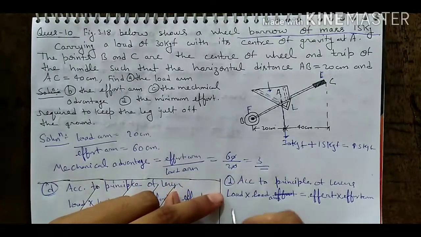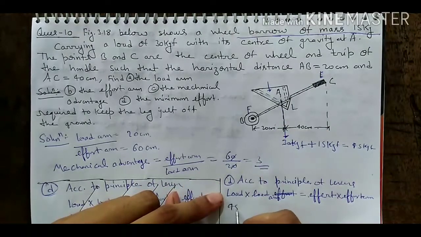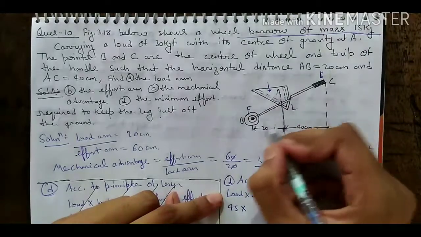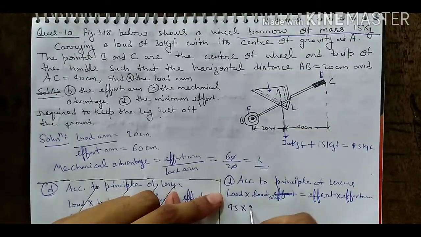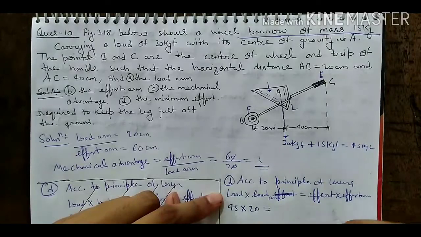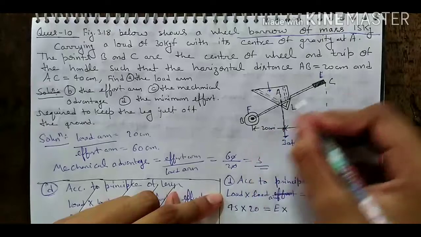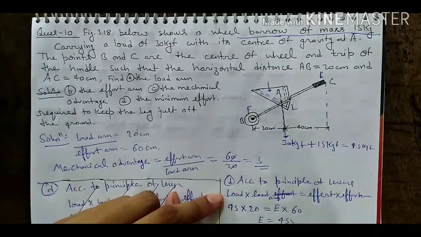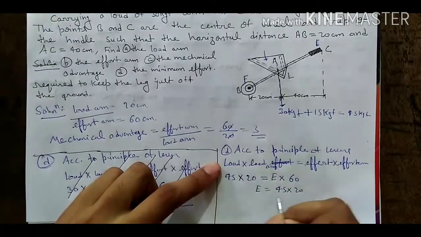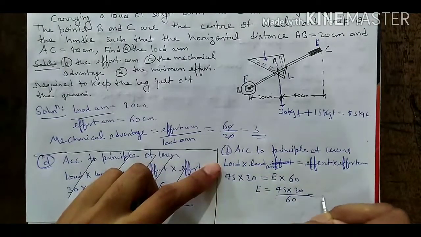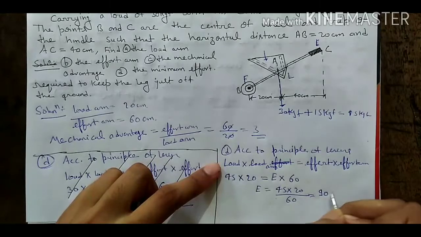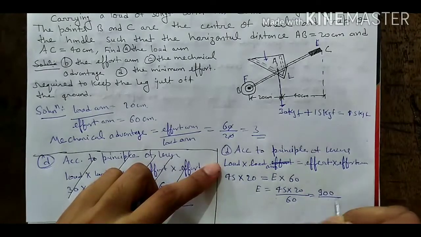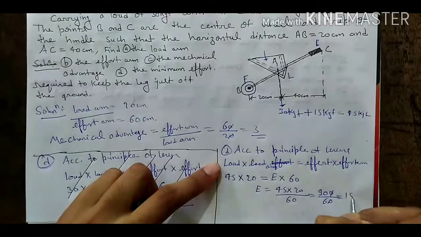It means equal to load is given 45 kgf and load arm, the distance from fulcrum to load, this is 20. And effort is asking, effort E is asking, and effort arm, the distance from fulcrum to effort is 60. Effort E will equal to 45 into 20 upon 60. 45 into 20, 900 upon 60, and this will equal to 15 kgf.